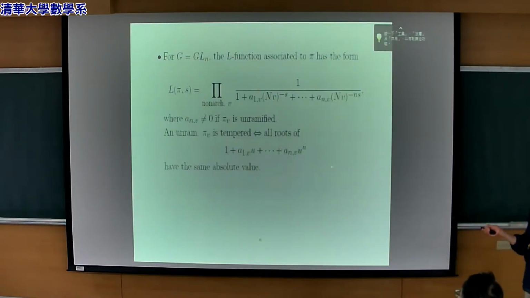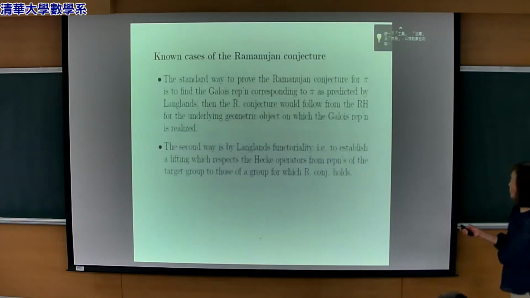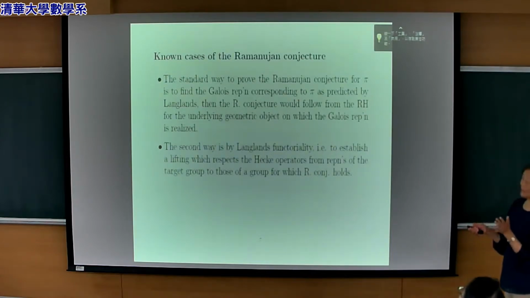So the Ramanujan conjecture is largely open. There is a proof for some special cases, which I'm going to discuss. First, let me say how the special cases were proved. The standard way to prove the Ramanujan conjecture for a representation pi is to find the representation of a Galois group corresponding to pi, as predicted by Langlands. So you have to prove some part of the Langlands program with respect to this representation.